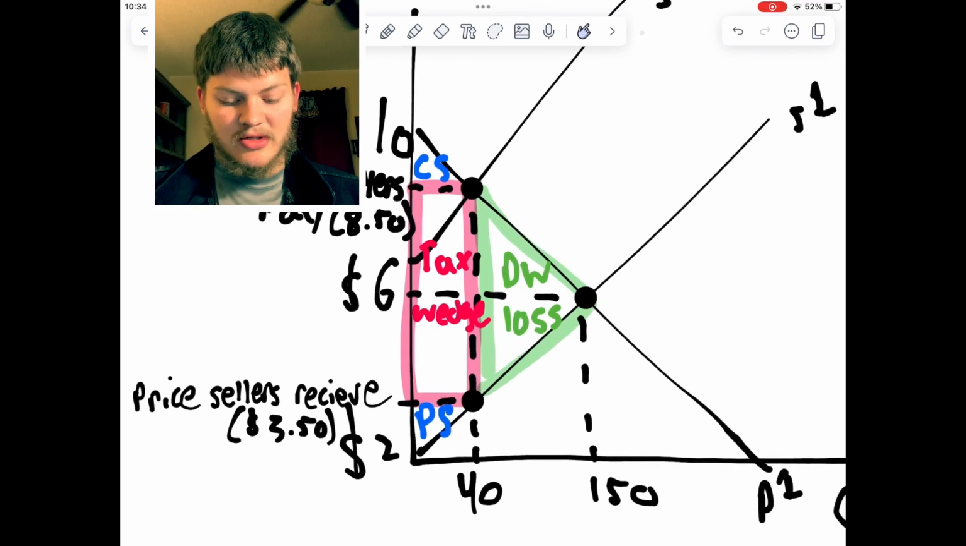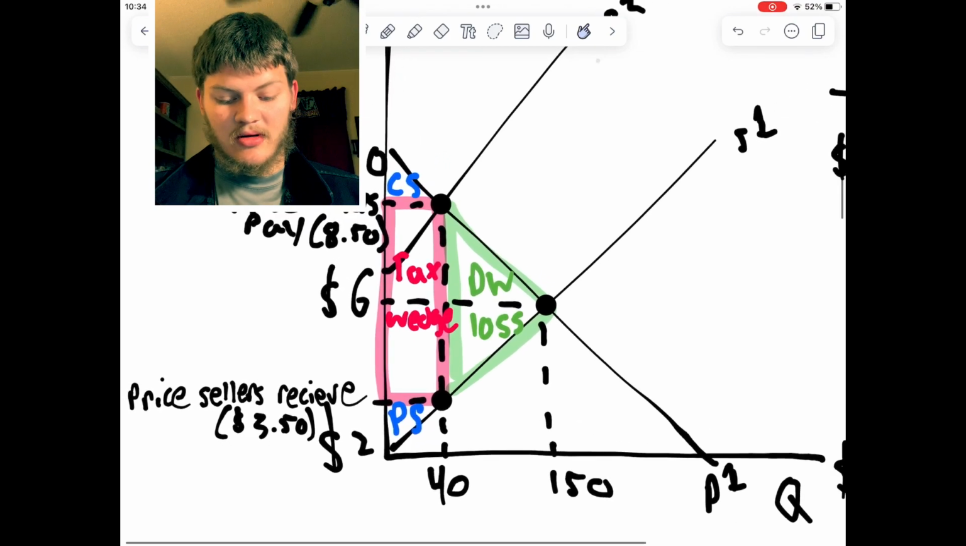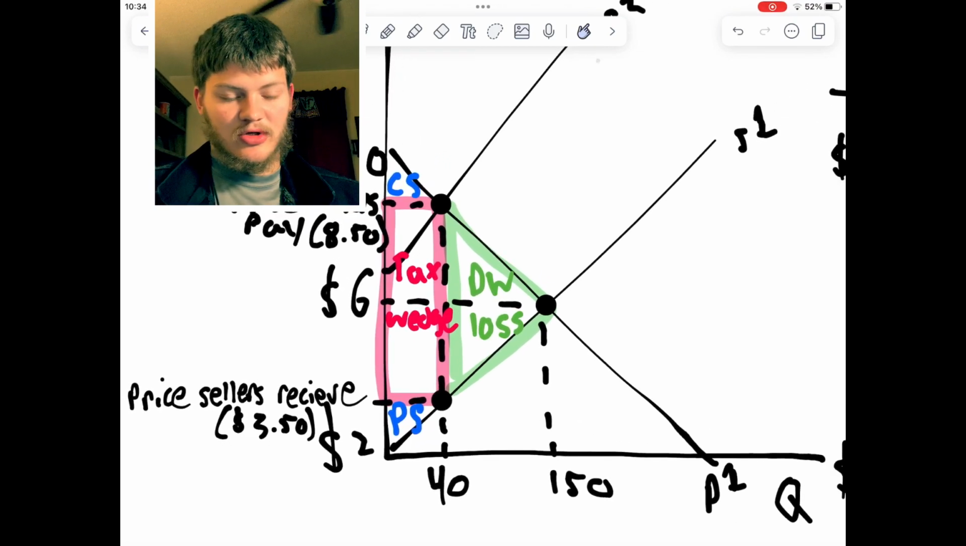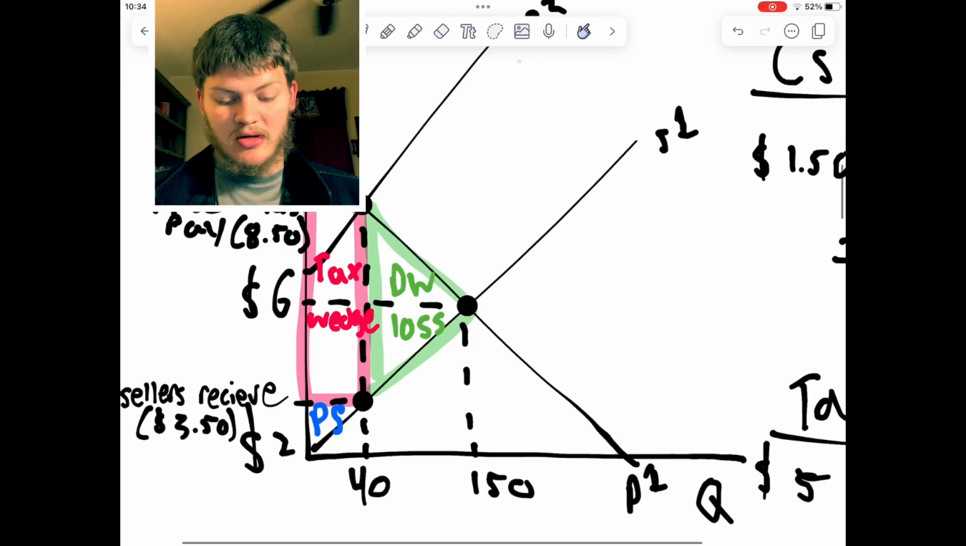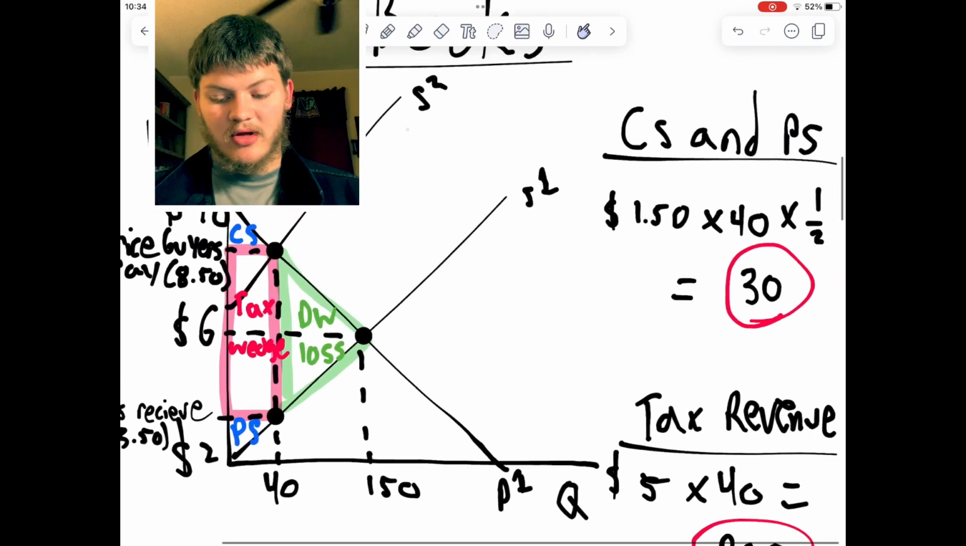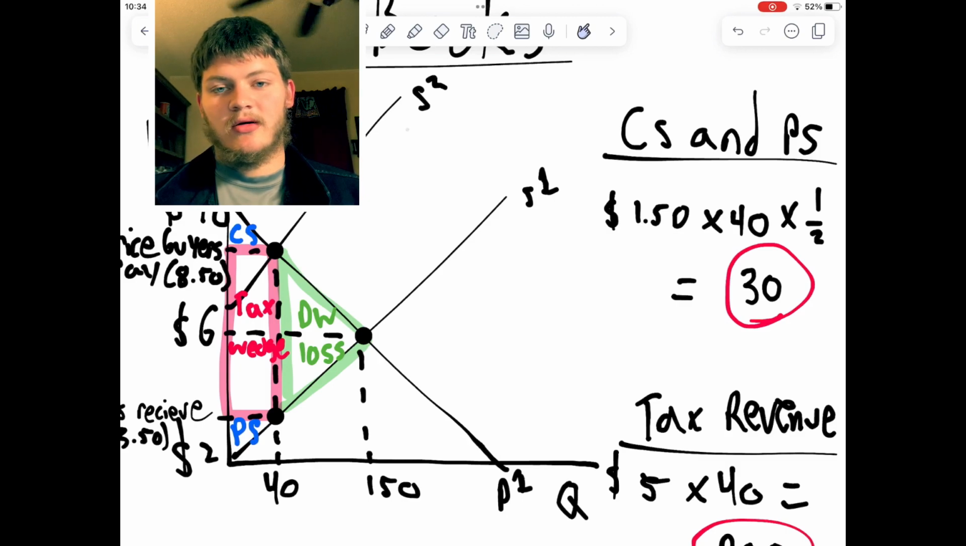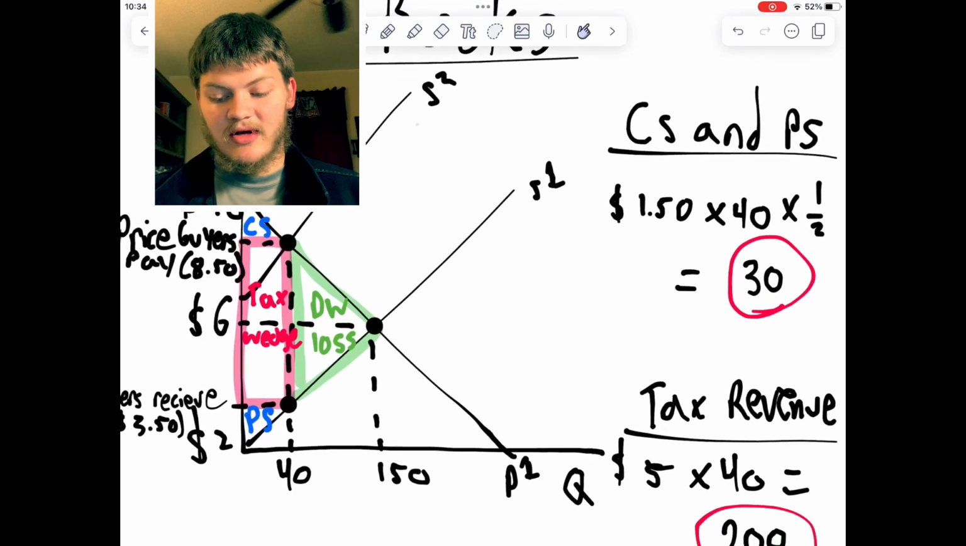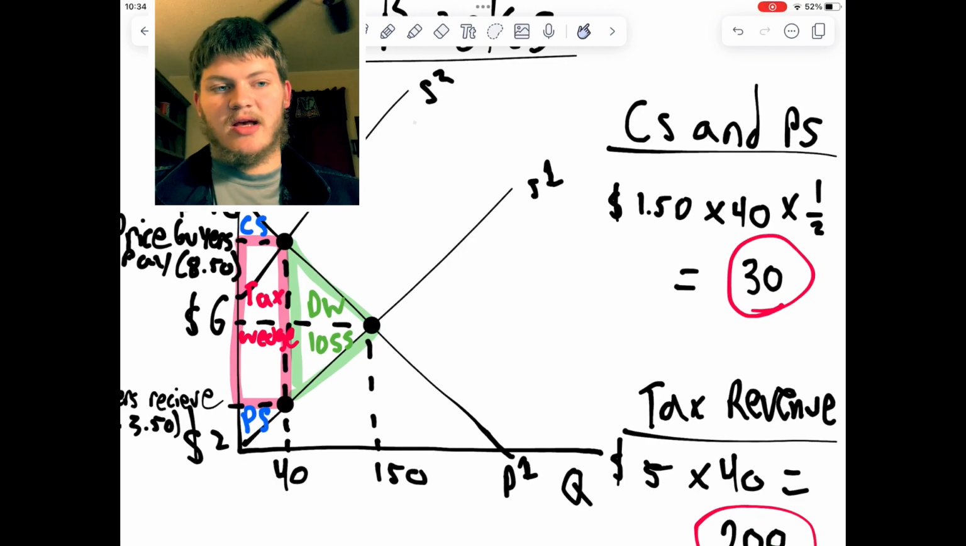The producer surplus, it's going to be $3.50 will be the price sellers receive. $2 will be the lowest amount the producers are willing to stay in the market. And that will be $1.50 surplus per sale, and they have 40 is the new equilibrium, so $1.50 times 40 times 1/2 equals $30. And obviously their excess money is getting cut into now because there's a tax.